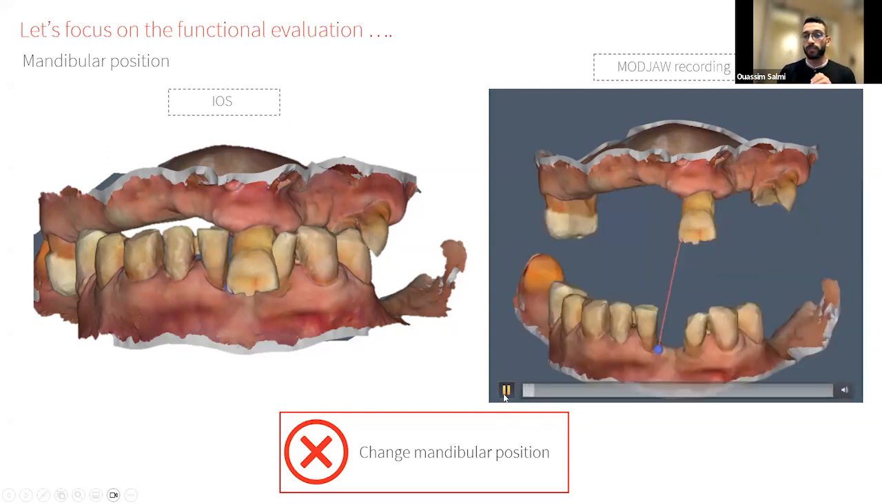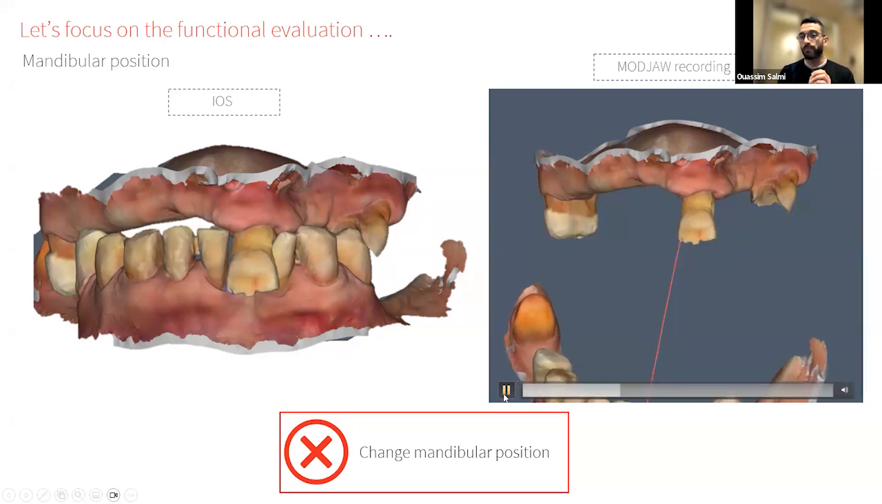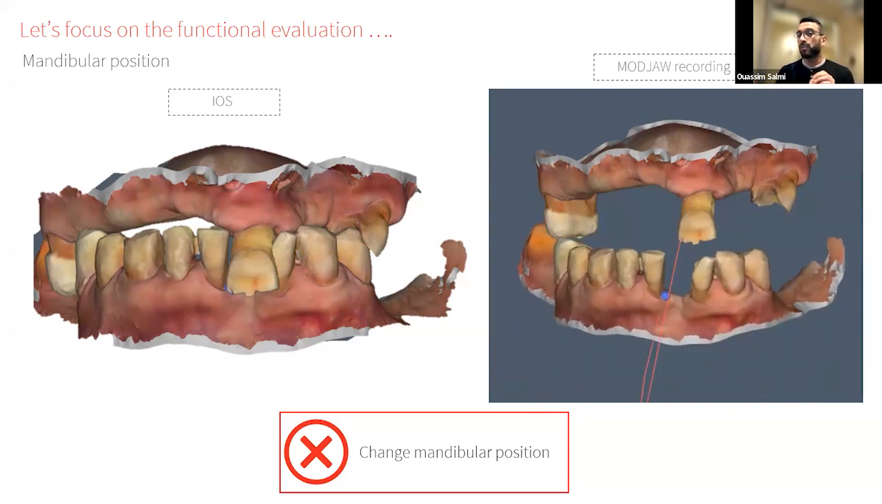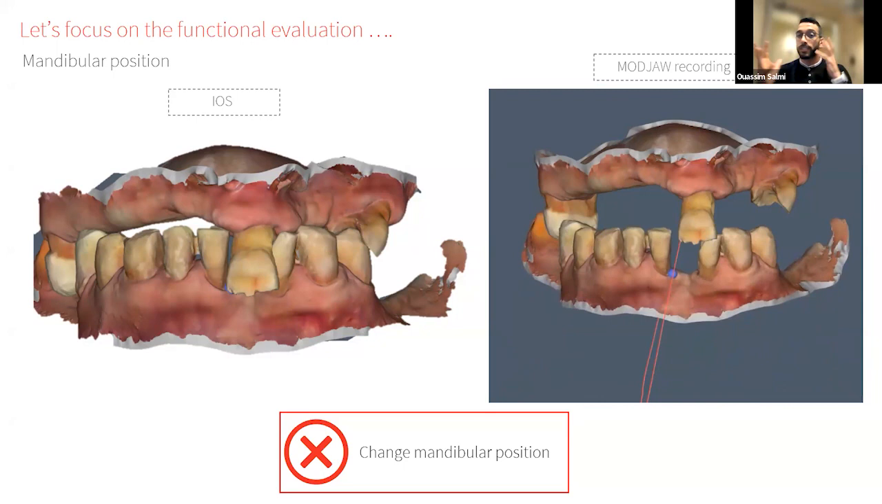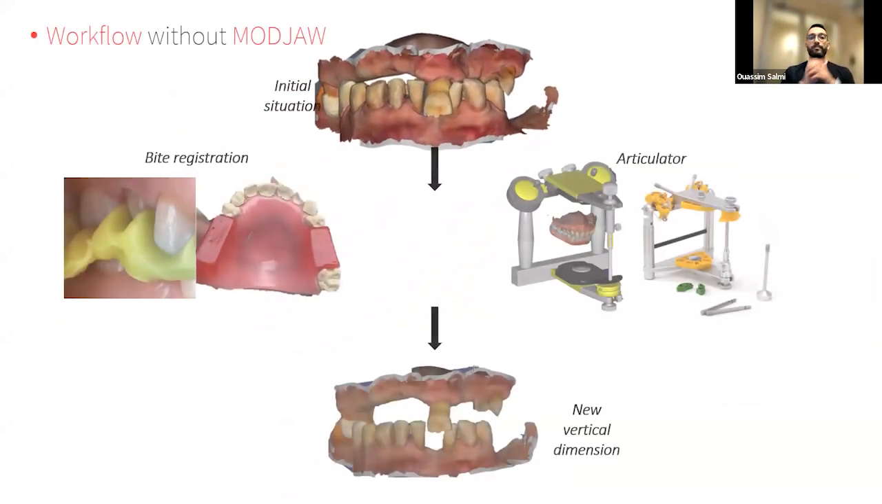And something I want to tell you, look how the patient is opening. The age of the patient was 82 years old. So when you raise the bite, if you want to raise the bite and you don't have the module today, you have two ways.